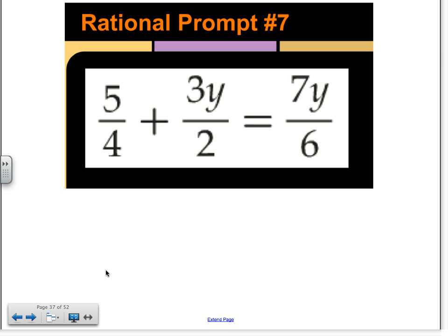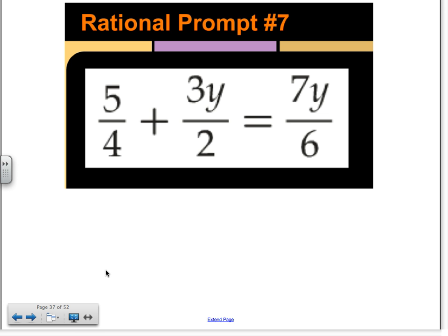Any strategy on how to solve this? Why would you do that? Very good. Yes, we remember. I taught you this in the past: the way to clear a fraction. We can clear a fraction, can't we? We clear a fraction by multiplying every single fraction by what? Its LCD. That's it.